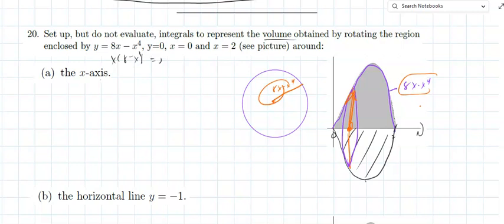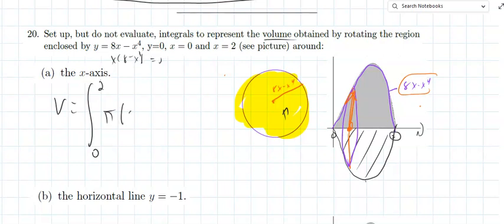And since this is a solid, there's no gap. Volume is simply the integral from 0 to 2 of the area of this, A of x, pi times 8x minus x to the 4th squared dx. Done deal.